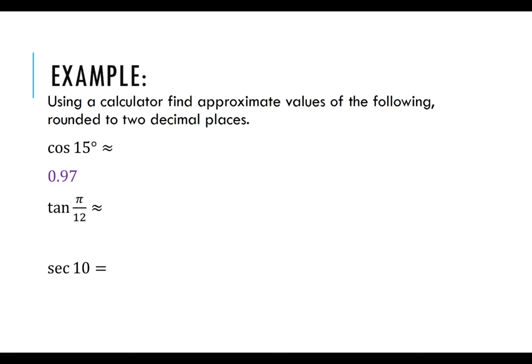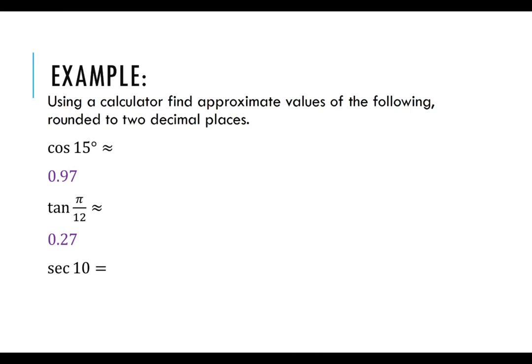Now you need to change it to radians. So hit the DRG button on your calculator, click over to RAD, hit enter. Now you're in radian mode. Confirm by looking in the bottom right hand corner of your calculator for RAD. Now type in tangent, pi divided by 12, close parentheses, enter. That's approximately 0.27 when rounded to 2 decimal places.